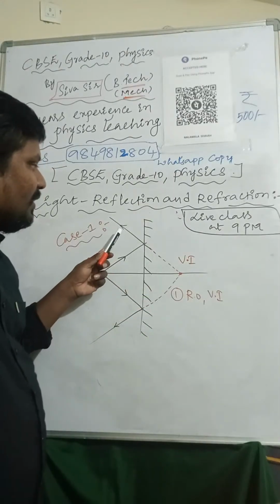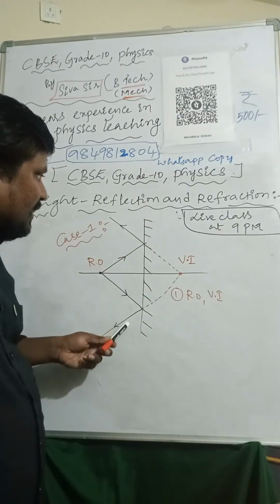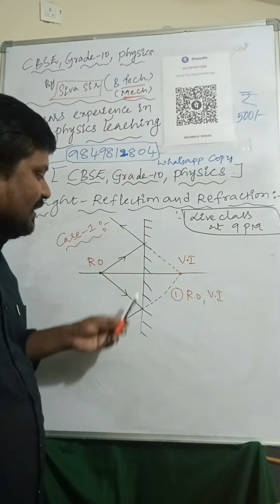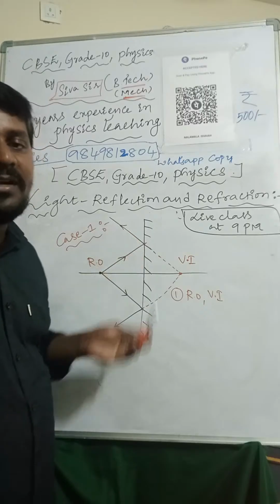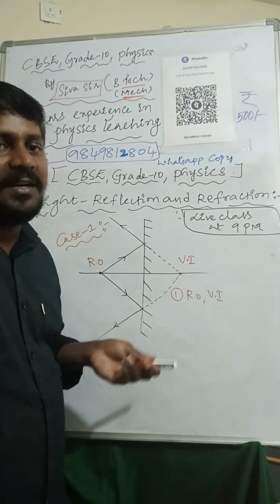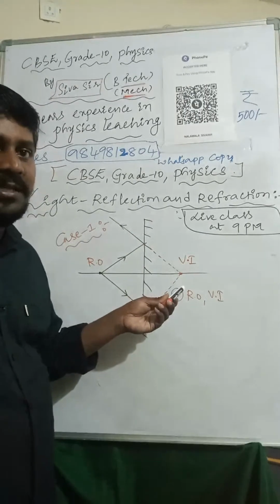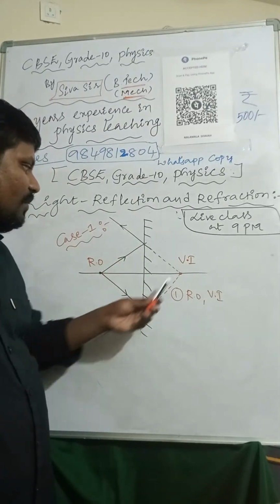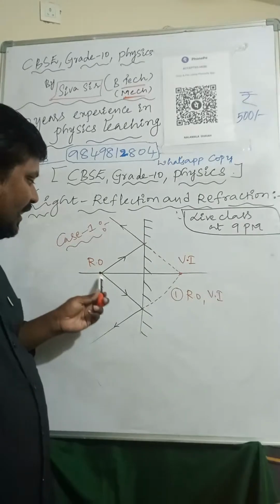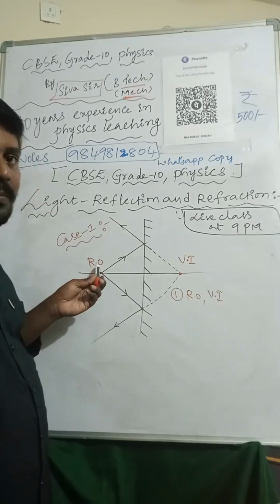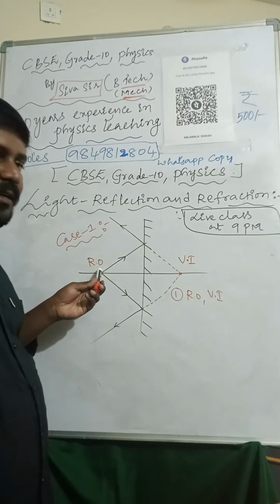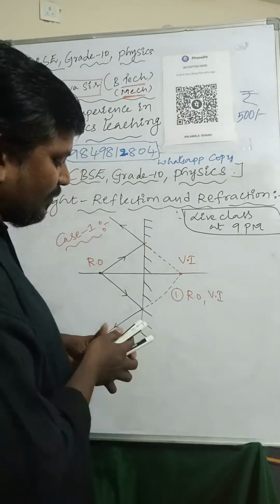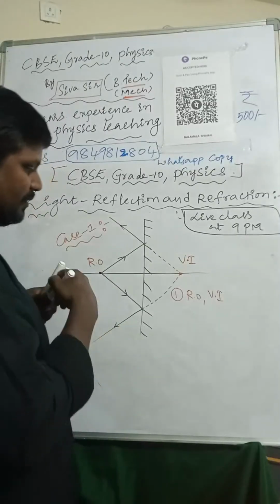The point of intersection of extended reflected light rays is called a virtual image. We are extending the reflected light rays, so the image is forming here. Here the light rays are coming from one point, so this is a real object. I am taking one more diagram, so you can observe carefully.